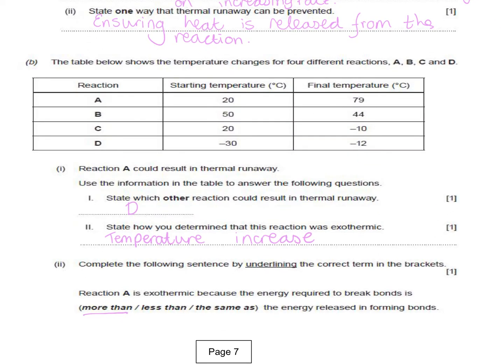Now this was a really tricky question. It is D because that temperature is increasing, okay? That's a temperature decrease and that's a decrease, okay? So that's a bit of a tricky question. State how you determine this. Exothermic, temperature increase. Reaction A is exothermic because the energy required to break the bonds is less than the energy released forming the bonds.